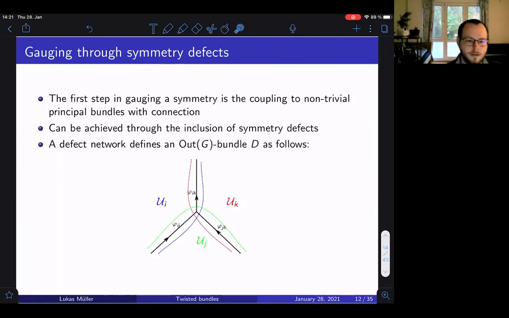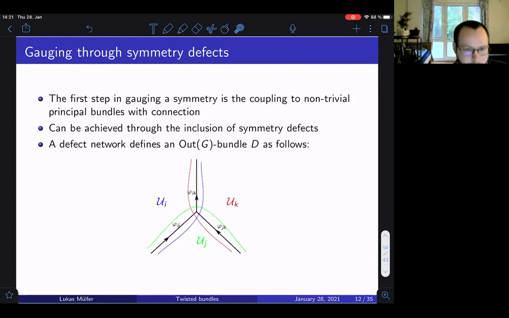But first, to come to their definition, I need to briefly motivate how you can use a symmetry network to build a principal G bundle. One motivation to do this is gauging. If you have a symmetry and you want to gauge it, you want to couple your field theory to non-trivial background fields. If your symmetry is a Lie group, you can use minimal coupling type things. But if it's just a discrete group, there's no connection, so this will just give you 0.